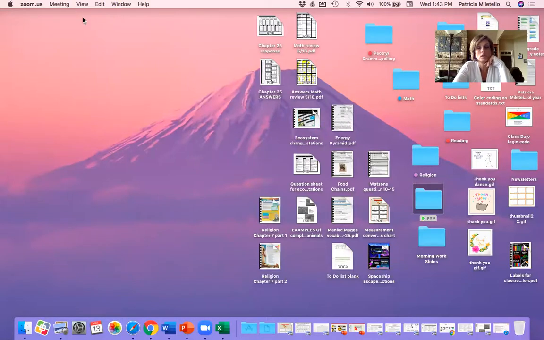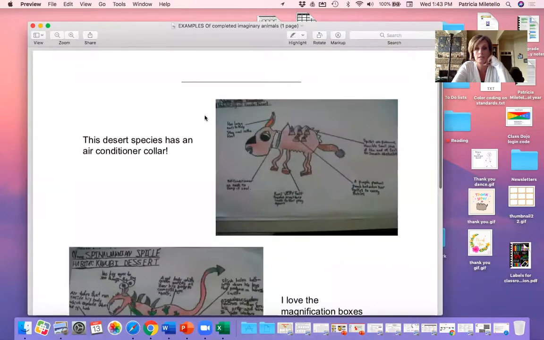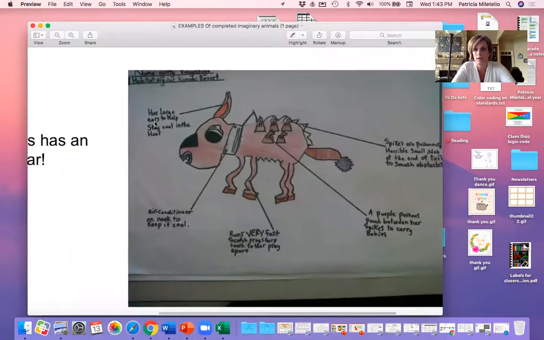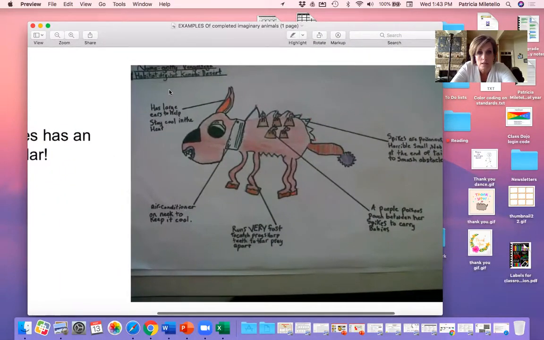So let me share my screen with you because I want to show you some examples so that you know exactly what it is that I'm looking for, okay, and what I need. So here is an example that has been drawn by a student, and this is a desert animal and the adaptations that it has. So you'll notice a couple of things. One thing is the drawing is very neat. You can tell this person took a lot of time with it. They added color, they added a lot of details.